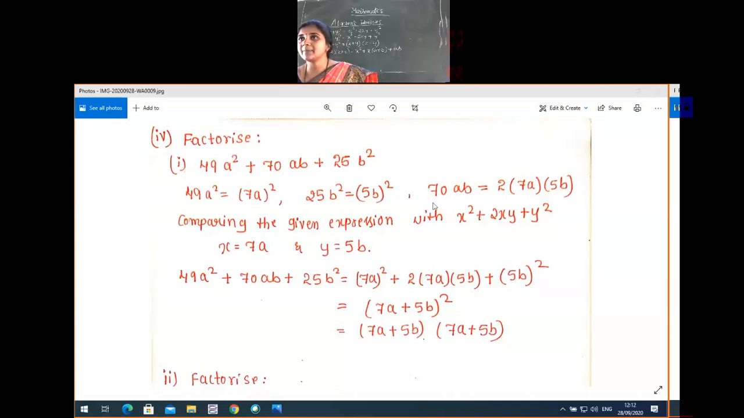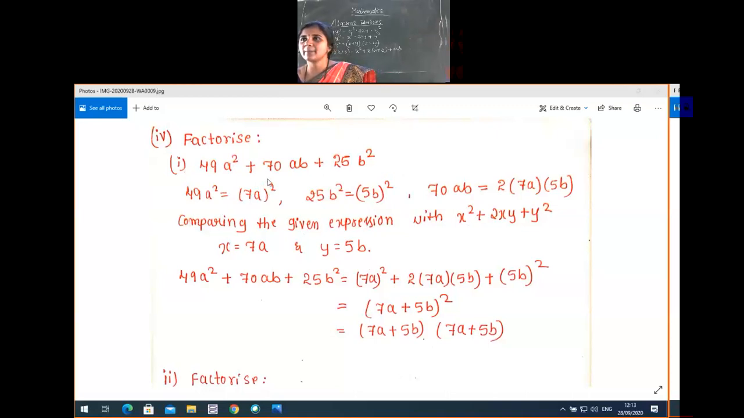So 70ab we can write it in the form of 2 into 7a into 5b. See, 7 2s are 14, 14 5s are 70. So what you are observing here, first one is x square form, in the third place there is y square form, and in the middle we have 2xy. Is it balanced for the first identity?